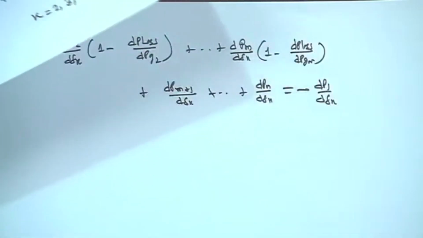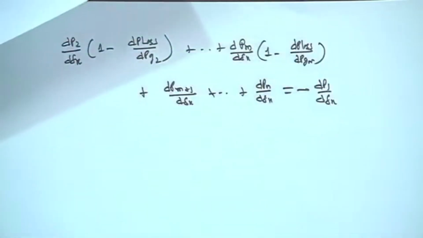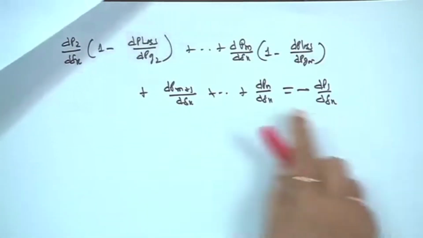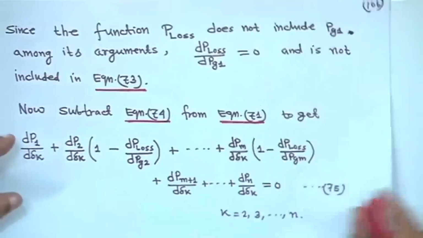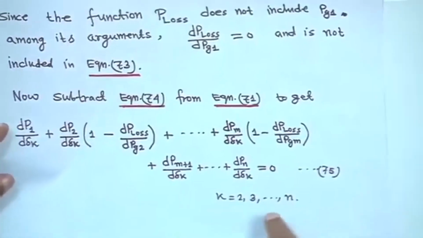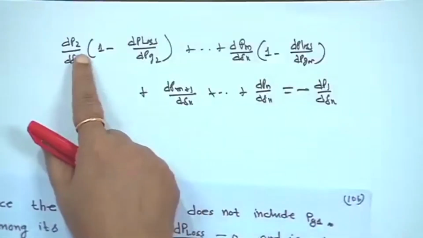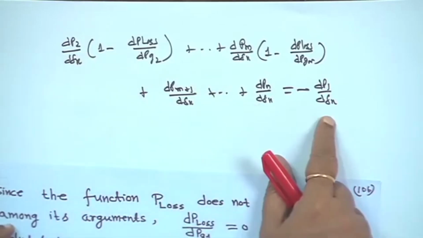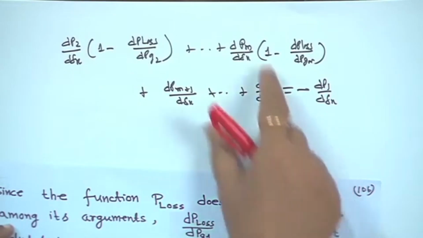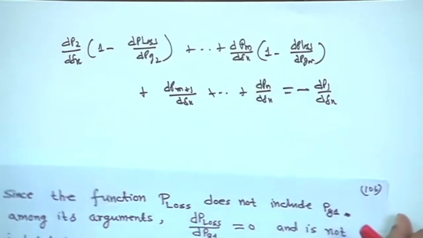This is for k equal to 2, 3, and it will continue, right. So in that case, k equal to 2, 3, up to n, it will be continuing. If you put k equal to 2, k equal to 3, k equal to n this way, you will get sets of nonlinear equations, right.